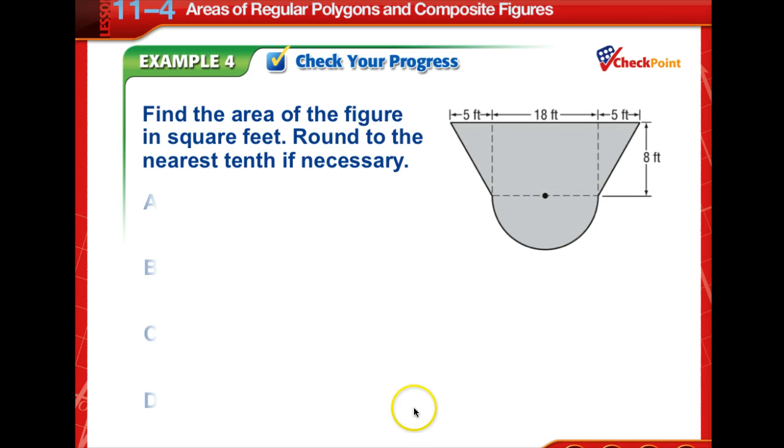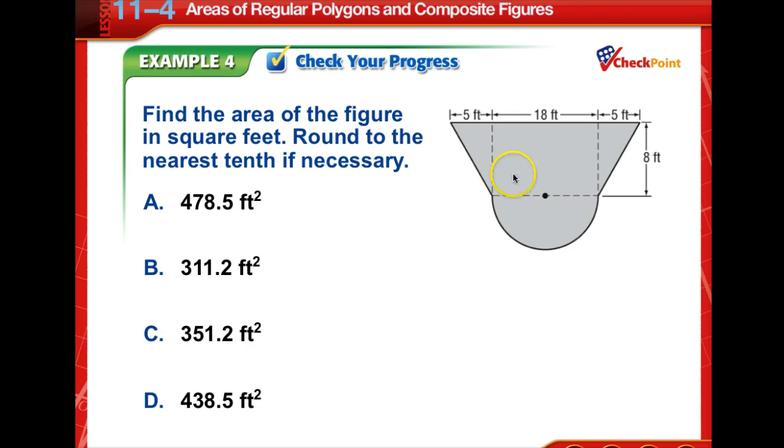Okay, check your progress. So pause the video, find the area of each of these individual sections and add them together and see what you come up with. Well, for the area of the rectangle, I got 144, 18 times 8. For the triangle, it's a half times 5 times 8, but there's 2 of them, so then I multiply it by 2. And for the semicircle, it's 1/2 times pi times 9 is the radius, because this side is 18, so radius is 9 squared. When you add them together, I came up with 311.2 square feet.